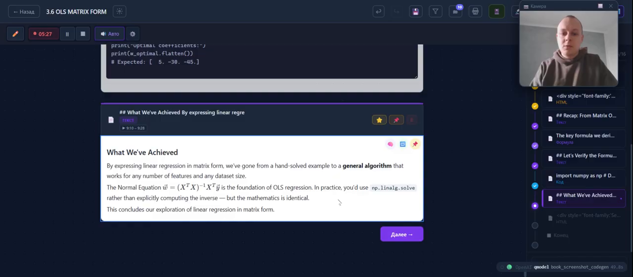In practice, you'd use a linear solve rather than an explicitly computed inverse for this particular part, but the mathematics is identical. This concludes our explanation of linear regression in matrix form.